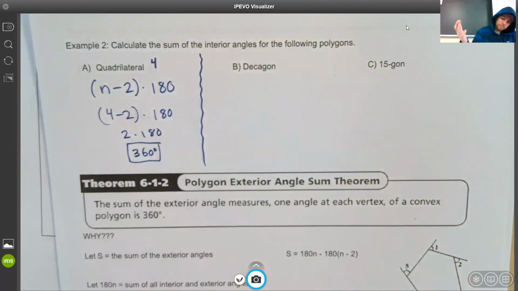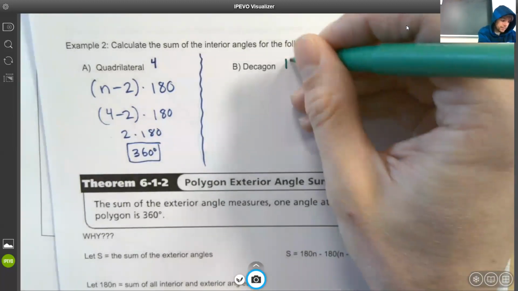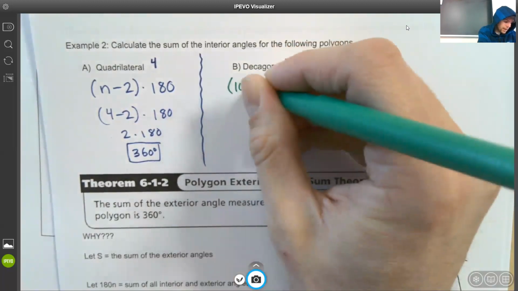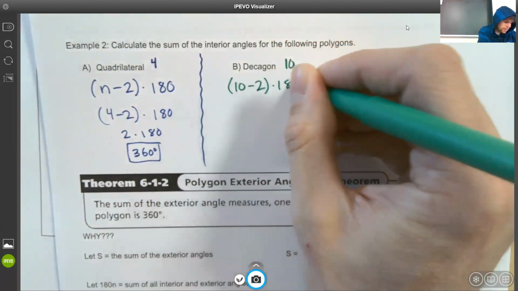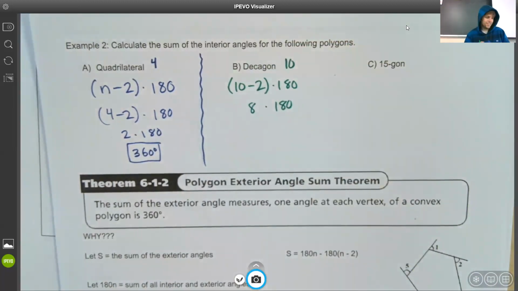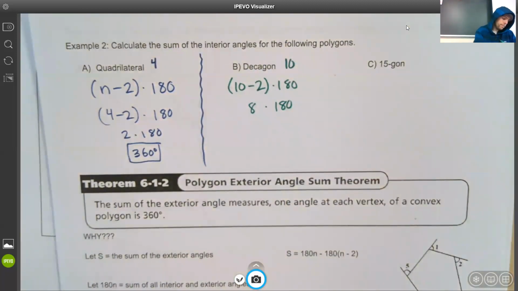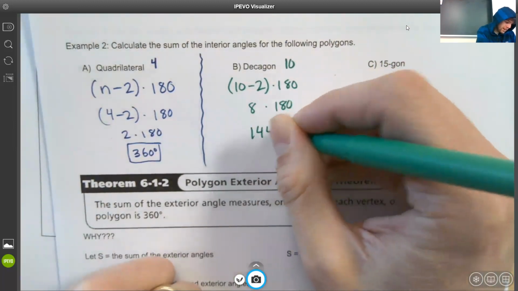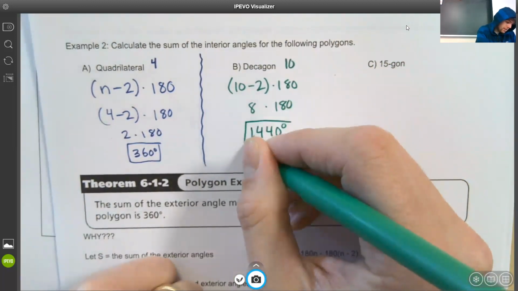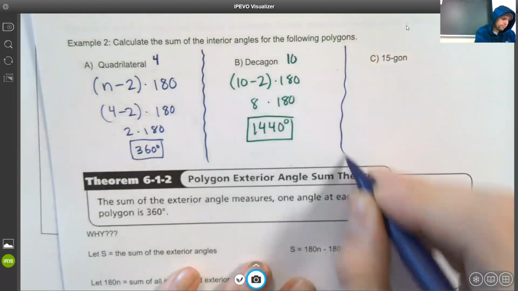A decagon, think about it. How many sides does a decagon have? It's like a decade. That's 10 sides. So 10 minus 2 times 180. That's 8 times 180. And fortunately, I have a calculator here to do this. 8 times 180 is 1,440. So the interior angles of a decagon will always add up to 1,440 degrees. Pretty big number there with a 10-sided shape like that.